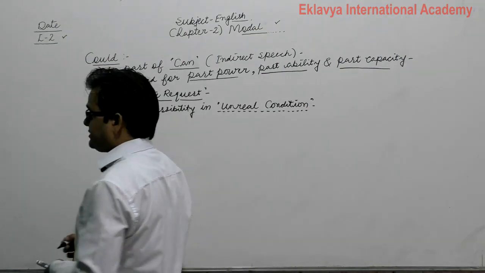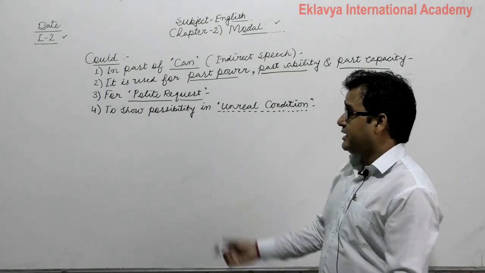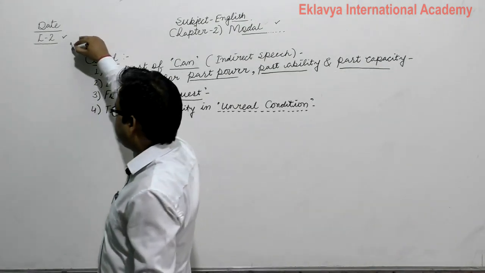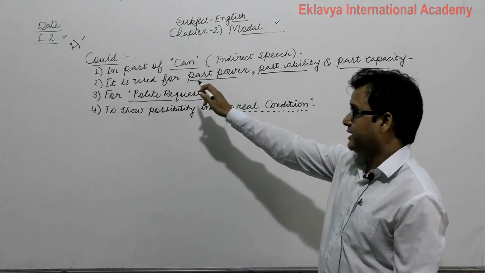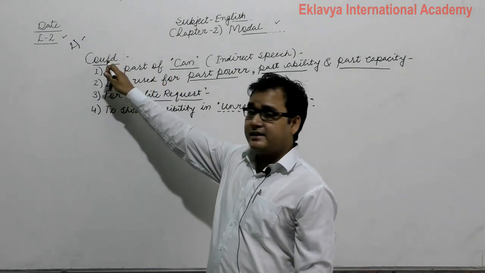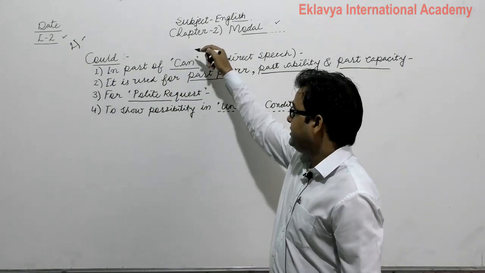So just like we discussed in modal number first, can, you know that we had 4 points there. Then again in modal number second, it's second one, we have 4 points in could. The point number first, in past of can. So could basically is a past of can, modal can ka past hota hai, in past of can and indirect speech.